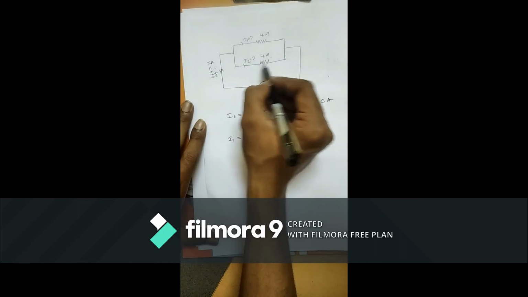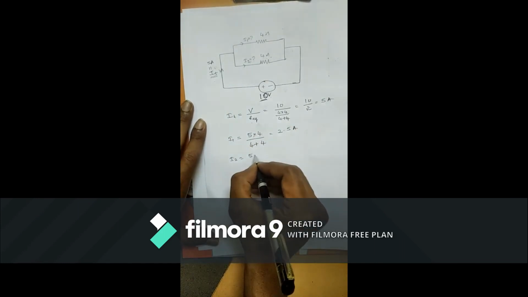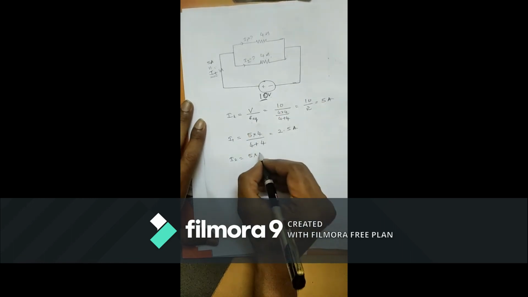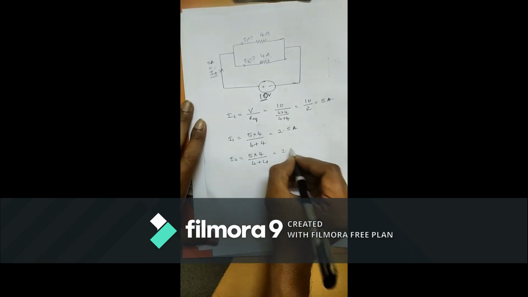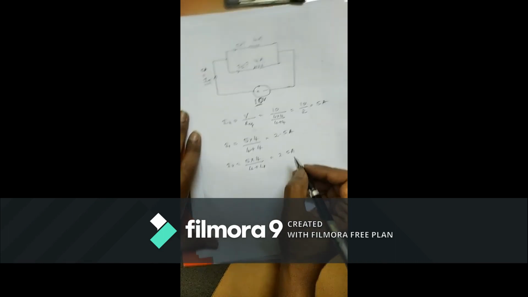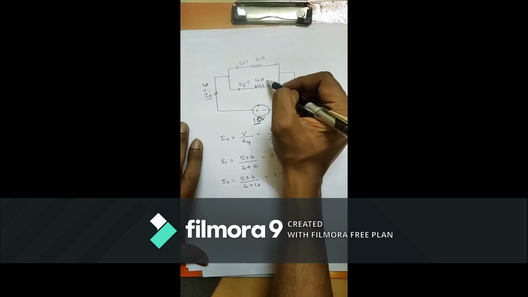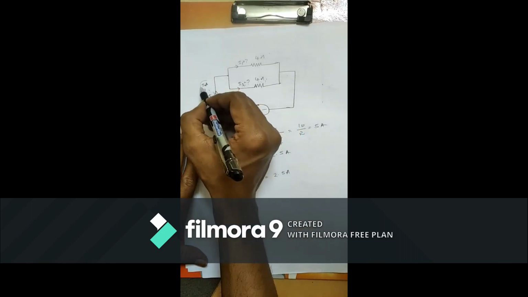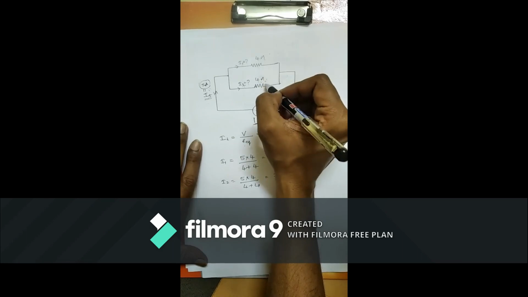Similarly, if I calculate the current in this branch I2, it is the total current, 5 amperes, times the resistance of the other branch, 4 ohm, divided by 4 plus 4, so you will get 2.5 amperes. Here in the parallel combination, both resistances are equal, so the total current of 5 amperes is equally divided between these two resistances.